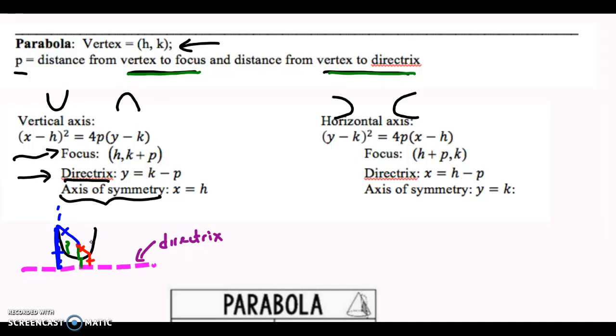The directrix is required in the construction of a parabola. So every parabola will have a directrix. It's important for the parabola to have the directrix because that's how the parabola actually comes into form.